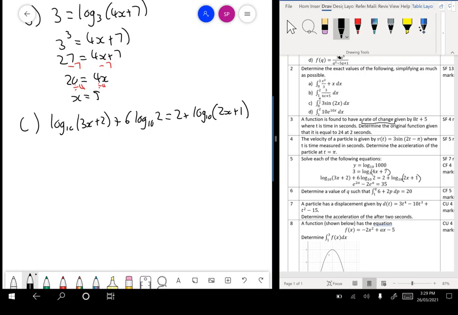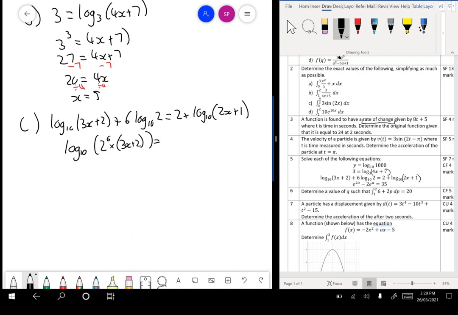Left-hand side, guys, let's clean it up. Straight away, a number in front of a log becomes the power. So that's going to become log base 10 of 2 to the power of 6. Also, if you have logs of the same base added together, so log base 10 plus log base 10, you multiply what's inside. So on the left-hand side, it's going to become log base 10 of 2 to the 6 times bracket 3x plus 2, close bracket. On the right-hand side, it's a bit trickier.